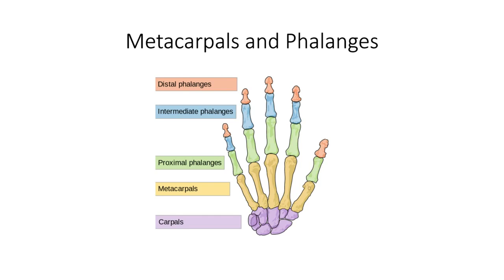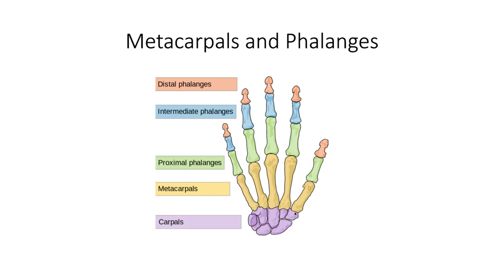Here there are metacarpals and the phalanges as well as the carpals. The joints between the carpals and the metacarpals are called the carpo-metacarpal joints. The joints between the metacarpals and the proximal phalanges are called the metacarpophalangeal joints. And the joints between any of the phalanges are called the interphalangeal joints.